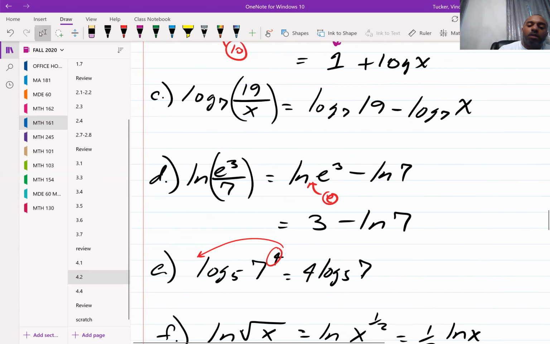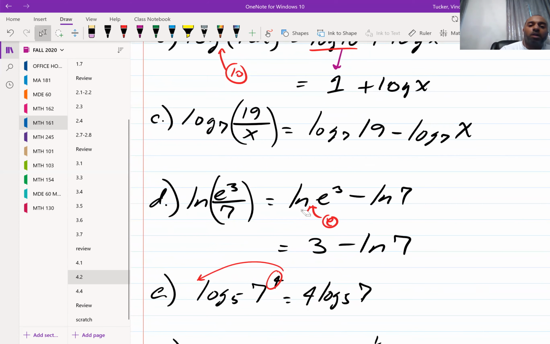All right, and here, looking at the power rule, log base 5 of 7 to the 4th power. So we can bring the 4 down front, and that's 4 log base 5 of 7.